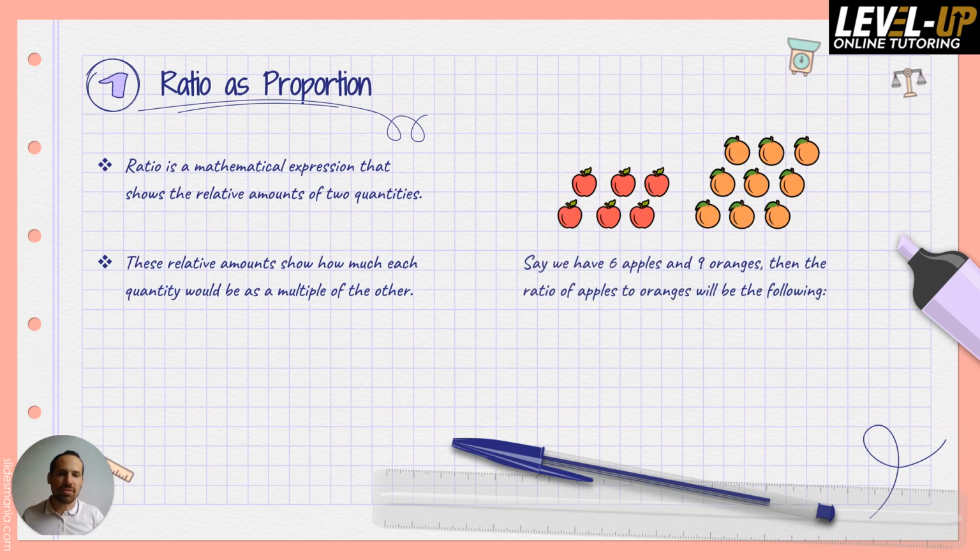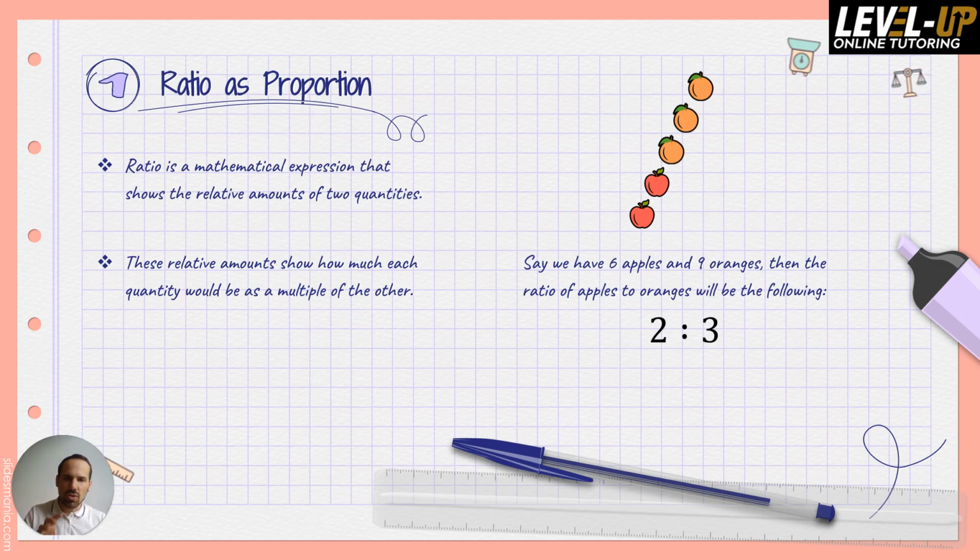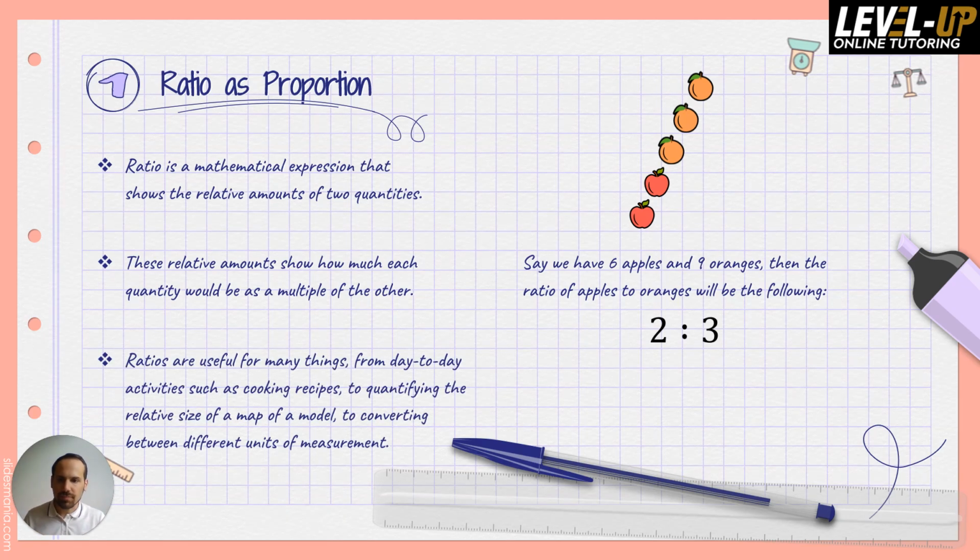Say if I've got 6 apples and 9 oranges, the ratio would be 2 to 3. The reason is that we can group them up like this into a number of groups. It doesn't matter how many groups, but within each group, there are 2 apples and 3 oranges. That shows you the relative amount of each quantity. We don't actually have 2 apples and 3 oranges, we've got 6 and 9. But we know for every 2 apples, we have 3 oranges. That relative amount is what's important.